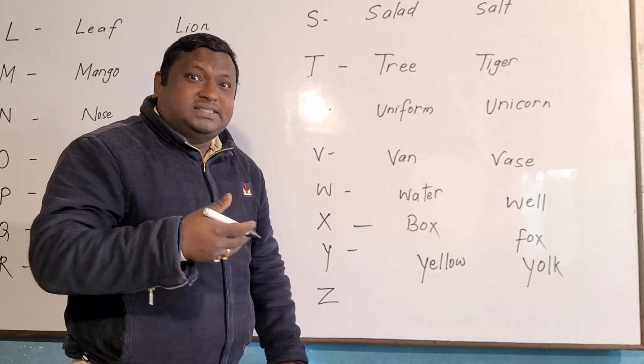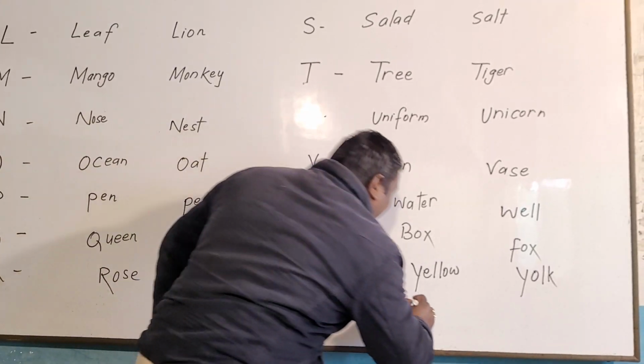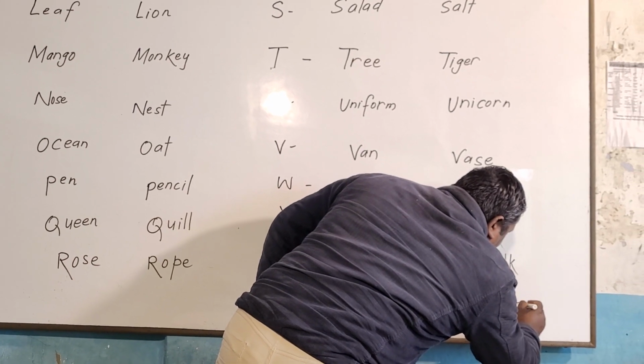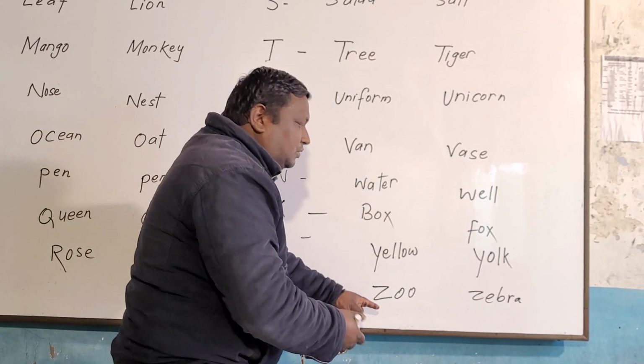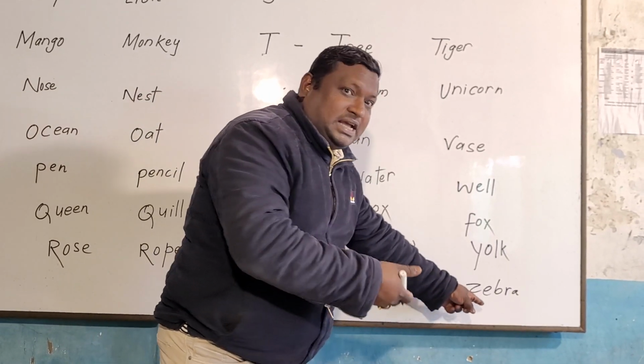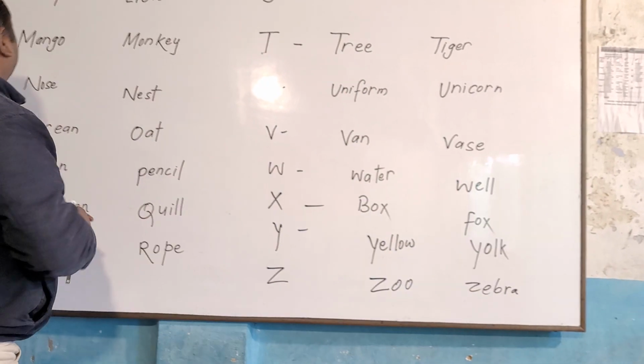And now Z. Z for zoo and Z for zebra. Z, zoo. Z, zebra. Right? Once again, I must revise this.